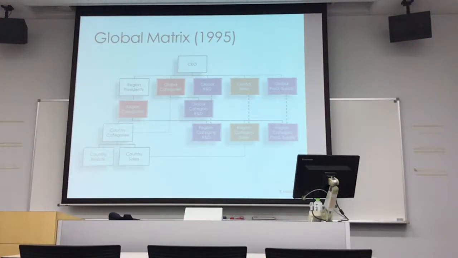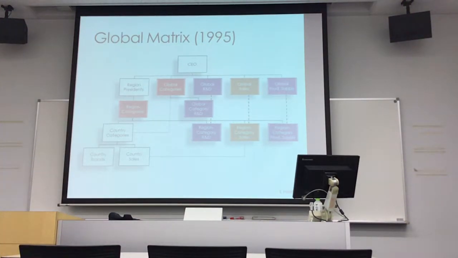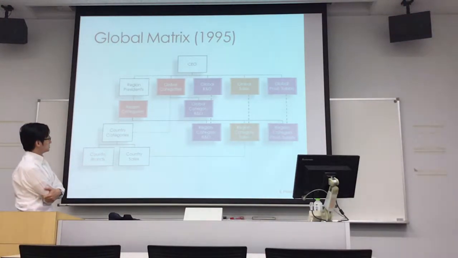I think in this structure, the global members are very strong. They have strong power compared to the regional team. But in order to operate globally, it's important to strengthen the regional members' skills as well. So in this case, it's very difficult to motivate countries, like each country's members.